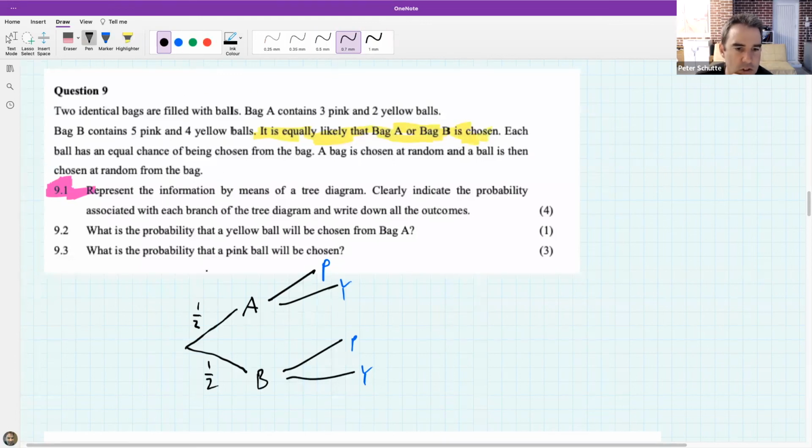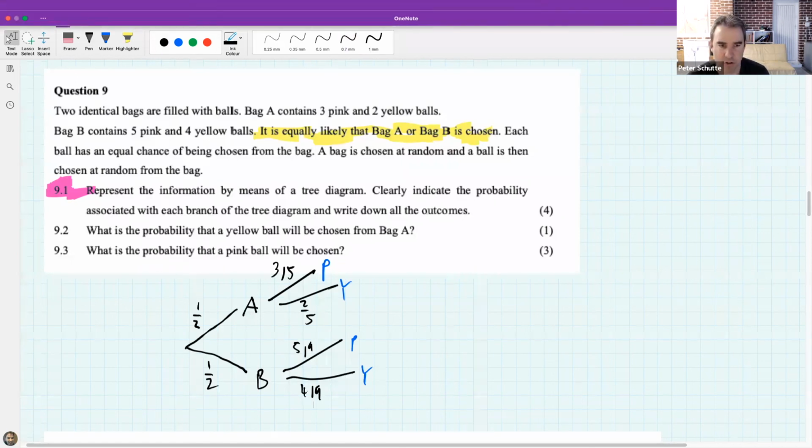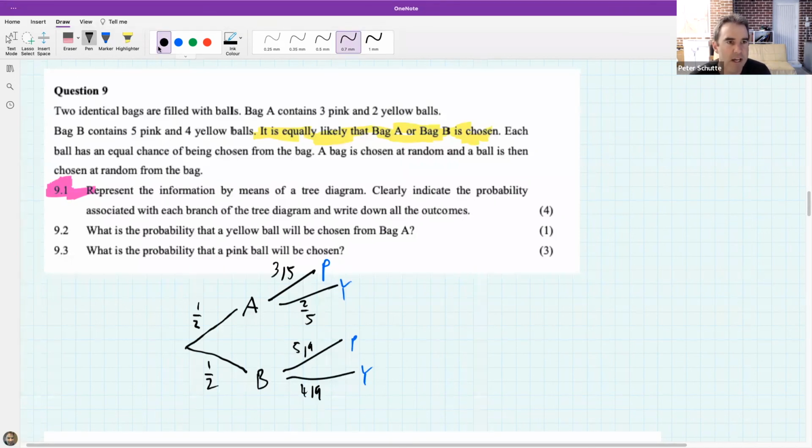Now, when we get to the other bits, we should have for bag A, for pink, it's 3 out of 5. And here it's going to be 2 out of 5 for yellow. For bag B, it is going to be 5 out of 9. And over here, it is going to be 4 out of 9. Okay, now, how much time have we got left? Okay, I'm going to leave out 9.2 for now. Just give me a thumbs up if you understand my drawing for my tree diagram.